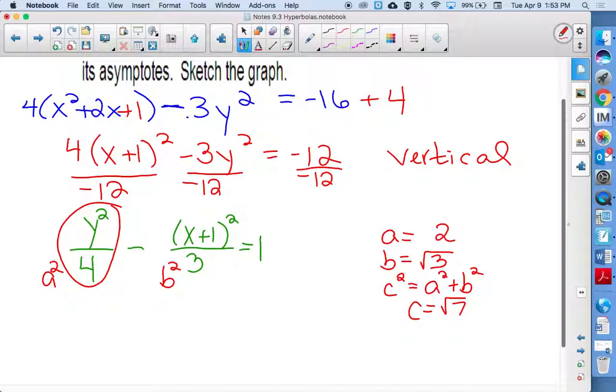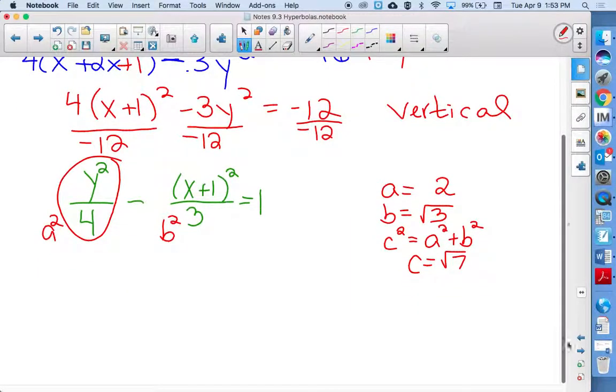So again, the first term, whatever is positive, tells you the direction. Y is our vertical variable. So if y is positive, we're moving vertically. If x is positive, you're moving horizontally. It doesn't matter which one is bigger. It's what's positive in the front. Questions? All right, so we need a center so that we can graph this hyperbola.